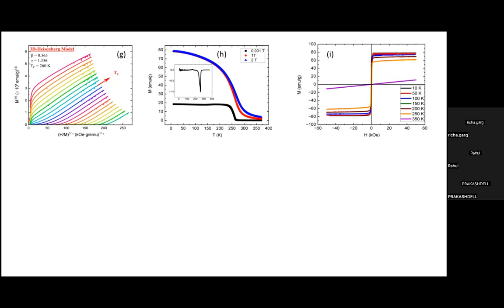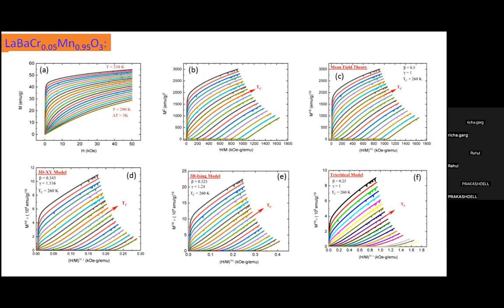My first question would be, which model would you prefer? So let's say you have 3D Ising model, 3D XY model, and some other model. Is there a way of deciding which model should be preferred over the other? Yes. So what I said, actually, the TC should pass through the origin. At TC, the isotherm plot should pass through the origin.